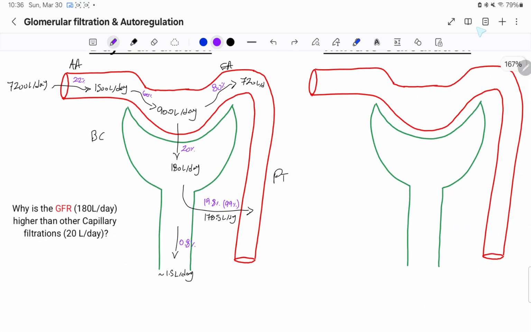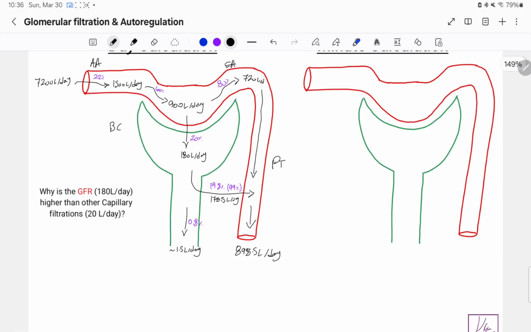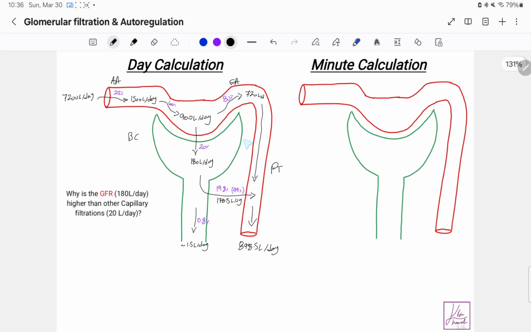Okay, so if I combine the amount that actually escaped filtration in the beginning plus the amount that I reabsorbed, the amount that actually goes back to circulation, guys, is 898.5 liters of plasma per day. So I came into the glomerulus with 900 liters per day of plasma, and I left with 898.5 liters per day of plasma. So that's the liters per day calculation.